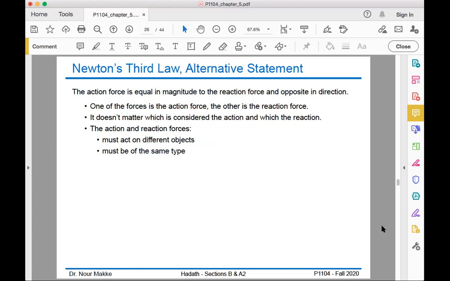You have to remember that the action and reaction forces act on different objects and they must be of the same type. You cannot have action and reaction forces acting on the same object, because by definition these are forces acting between two objects. And they have to be of the same type, for example gravitational force, electric force, magnetic force, nuclear force, etc. You cannot have an action which is a gravitational force and a reaction which is an electromagnetic force. They should be of the same type.